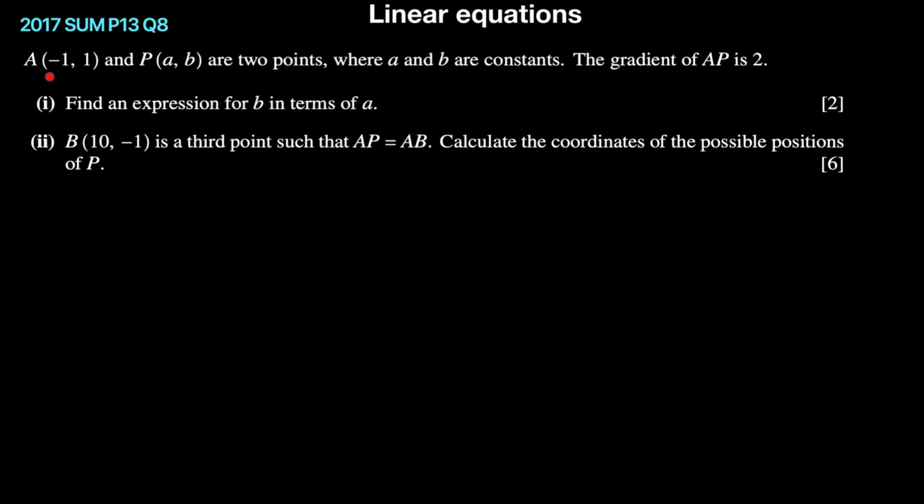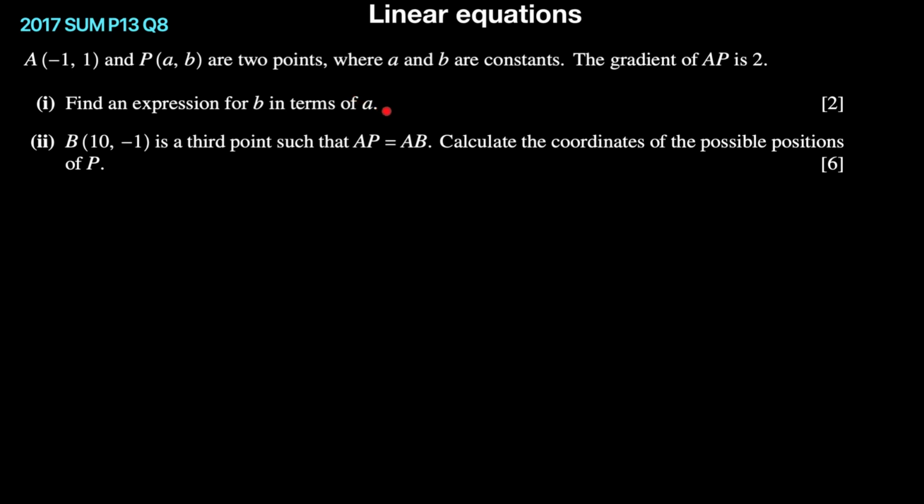Now in this question, they've given us 2 points, A and P. They said that a and b are constant. Those are the coordinates of the point P. So we don't know the coordinates of the point P, whereas we know that A is minus 1, comma 1. They told us that the gradient of AP is 2. They want us to find an expression for b in terms of a.